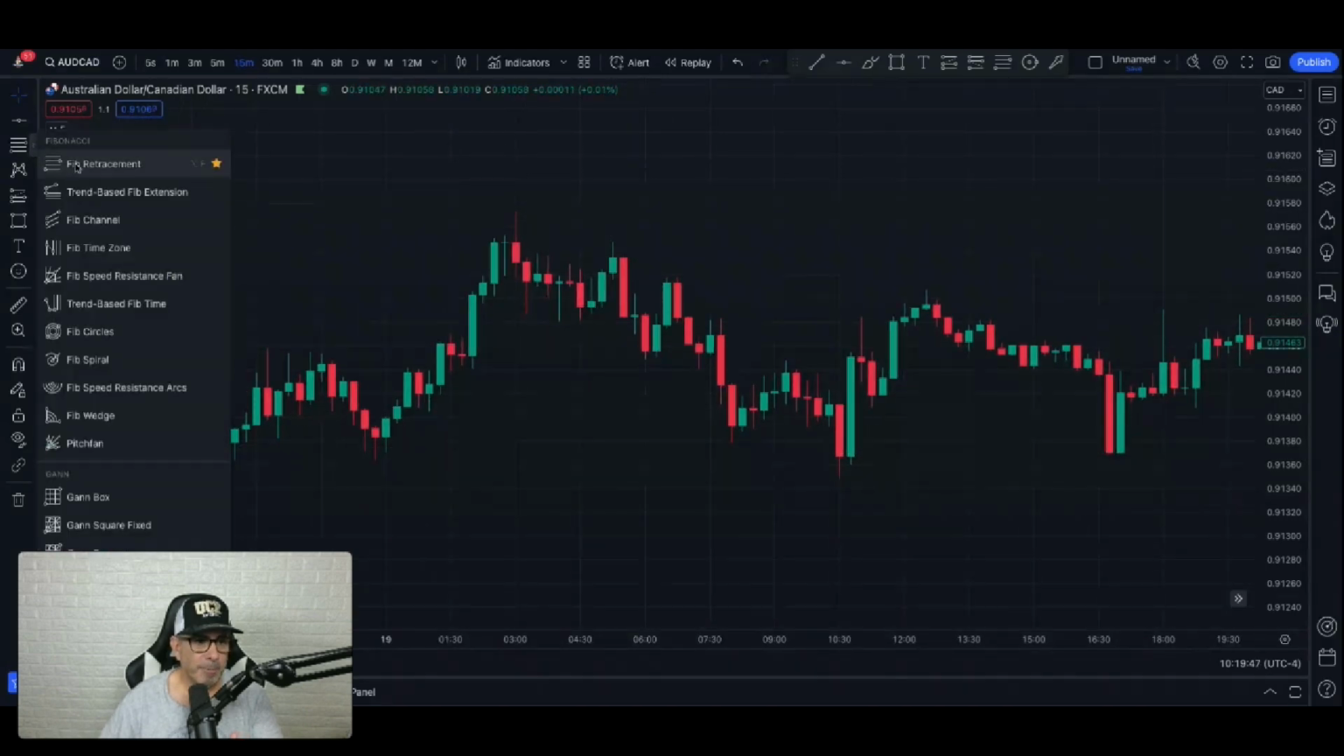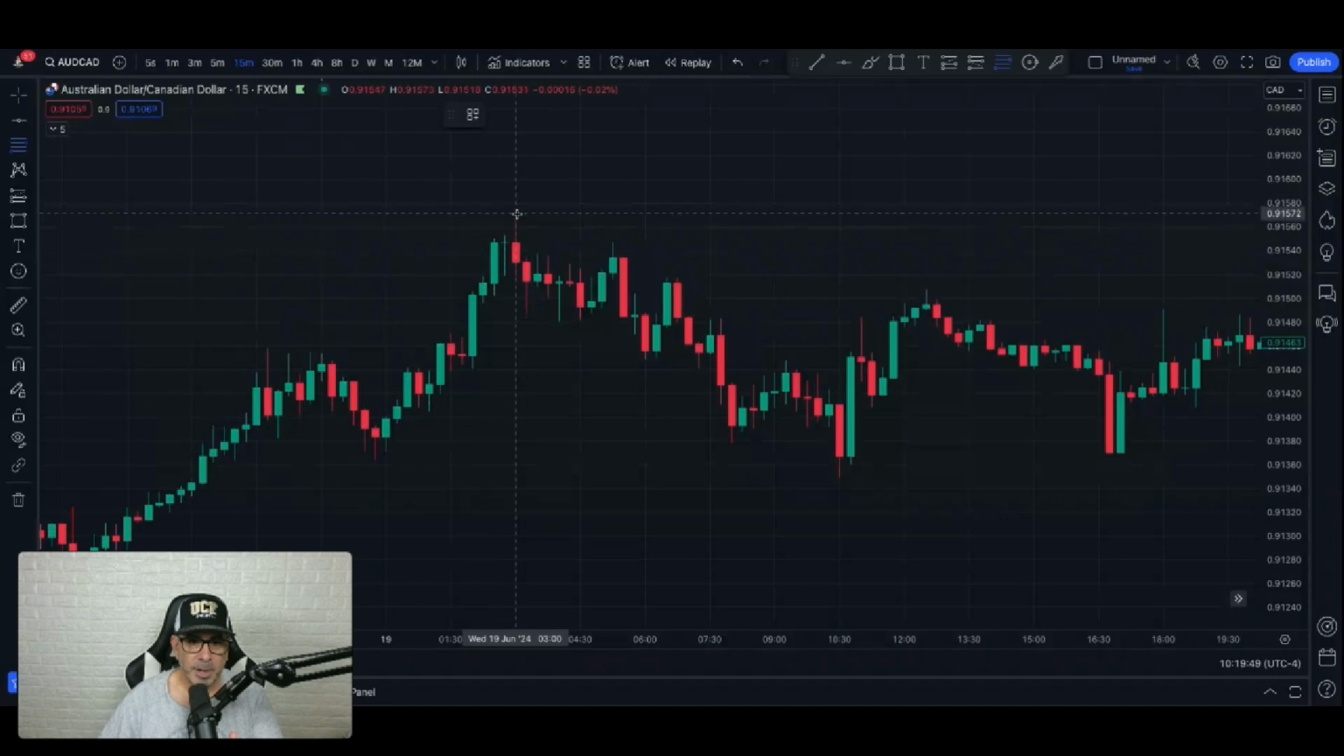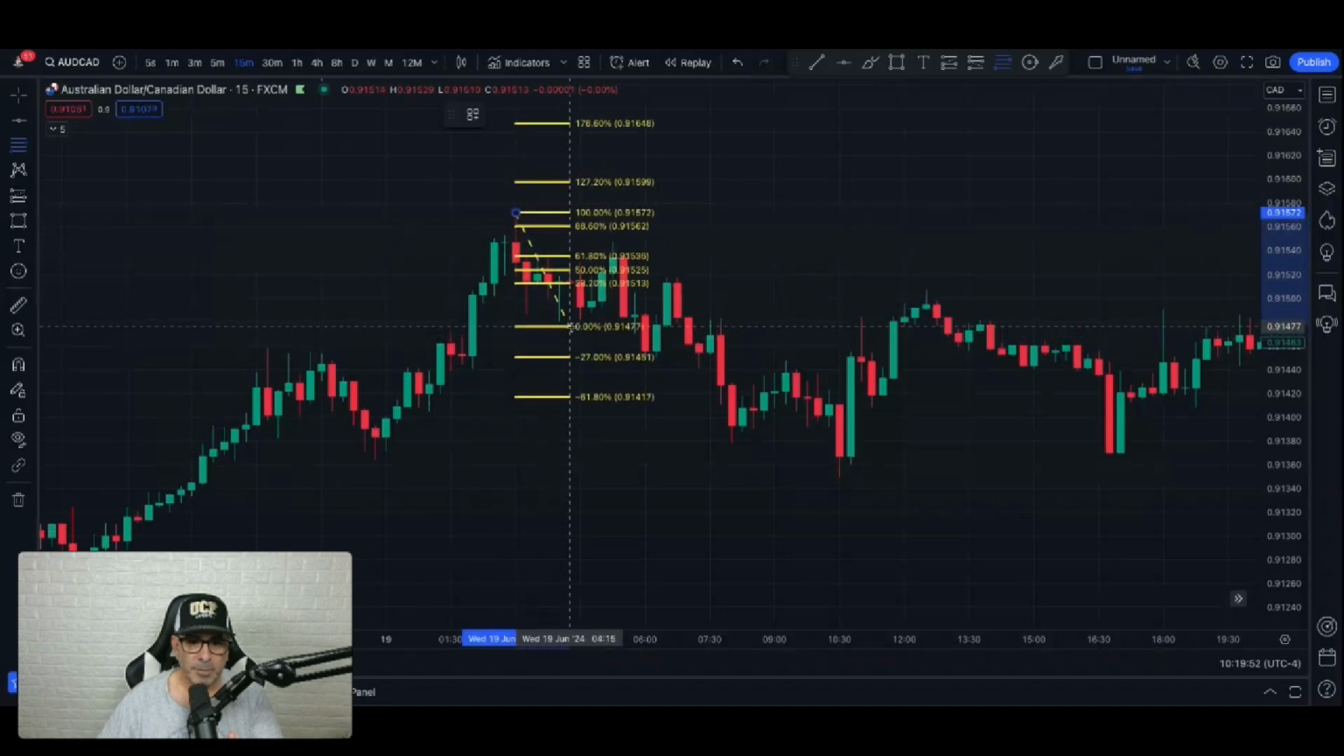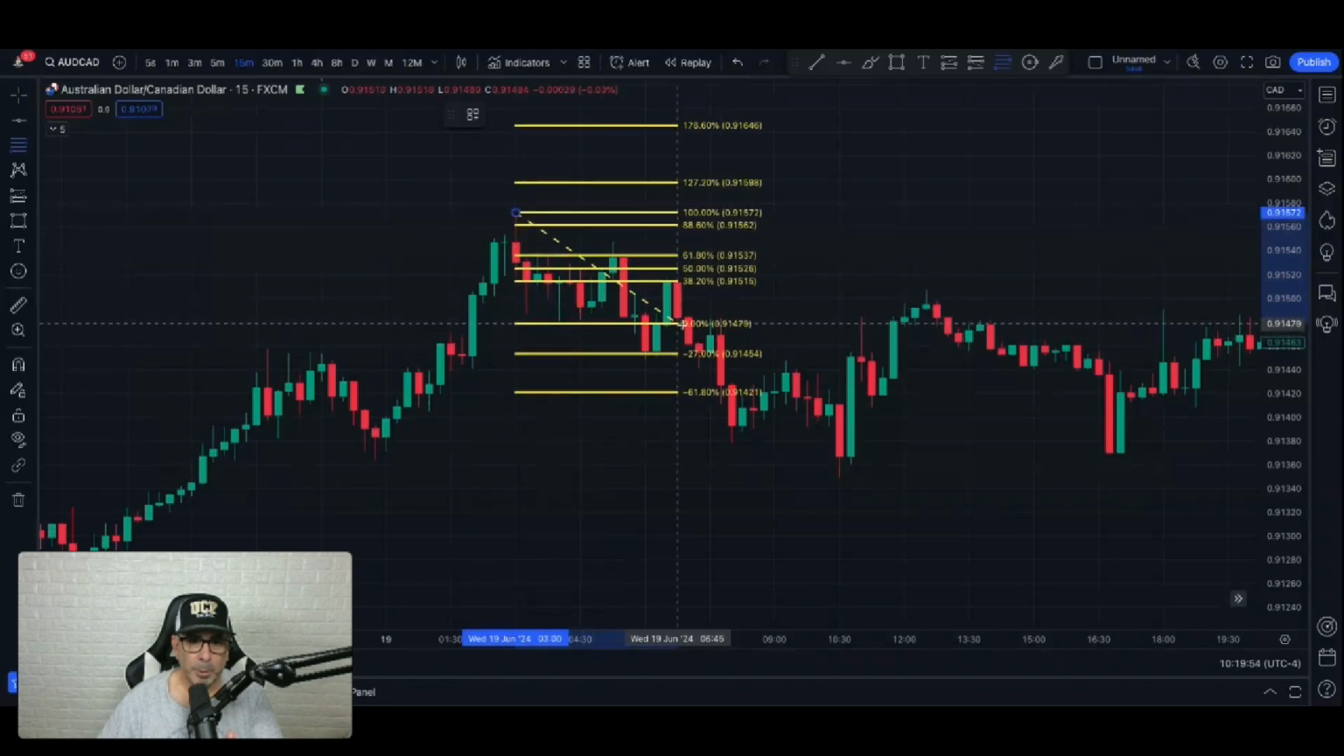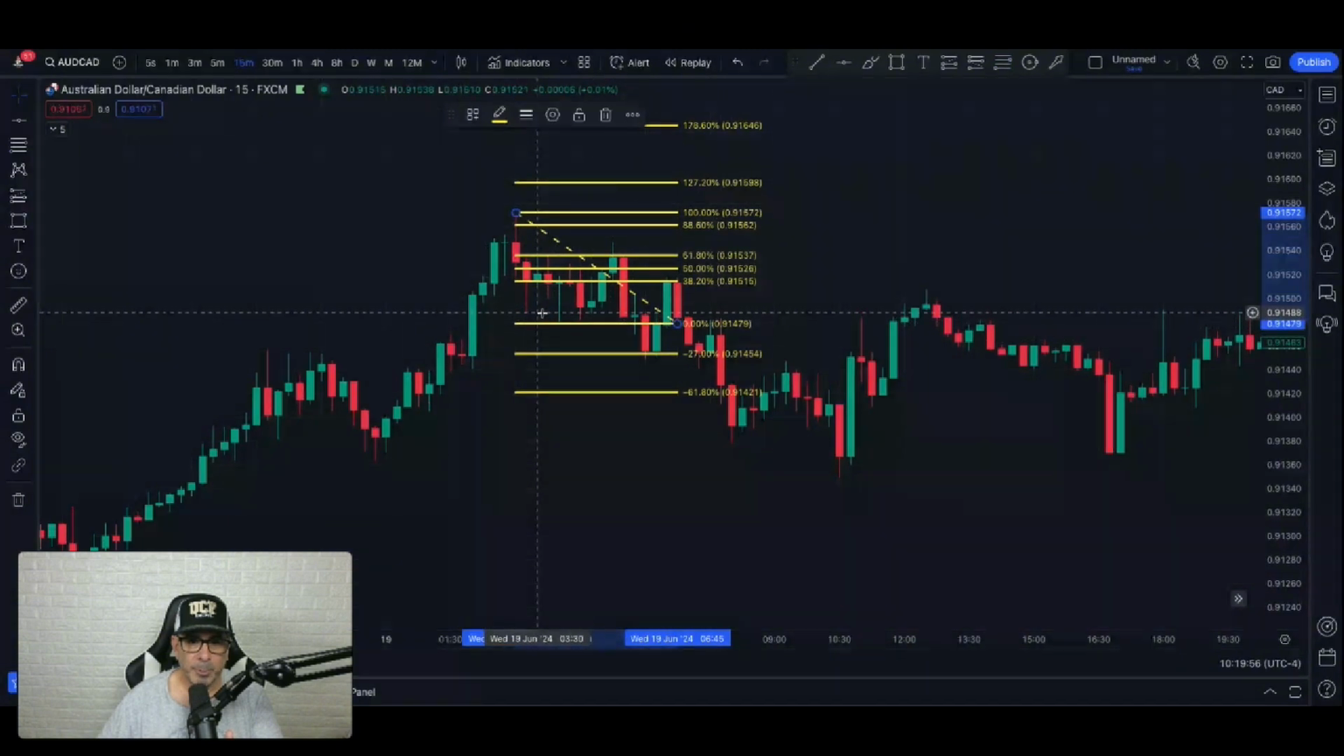So let's draw a couple of fibs and let's just see what we got, right? This is the highest point. Price came down to this lower point right here, well, before we got the reversal, okay?